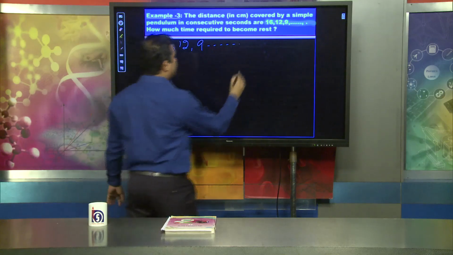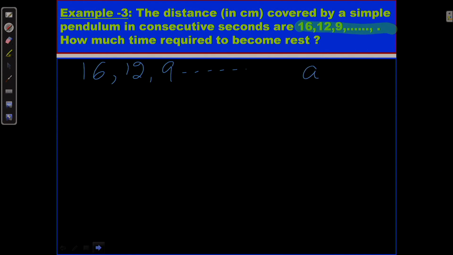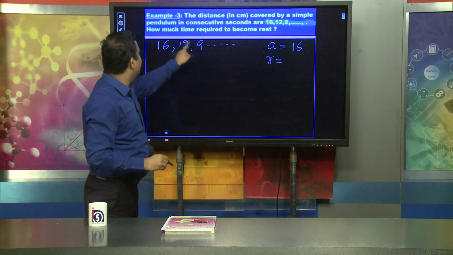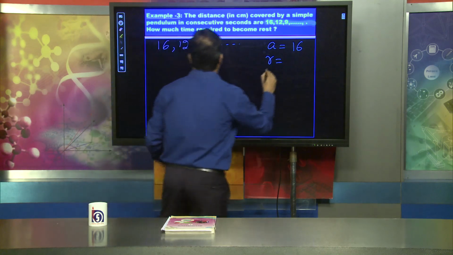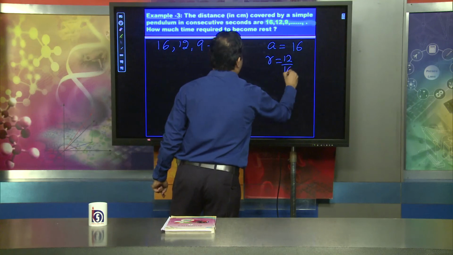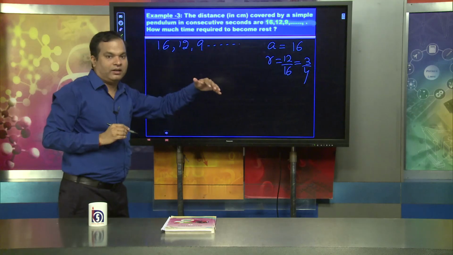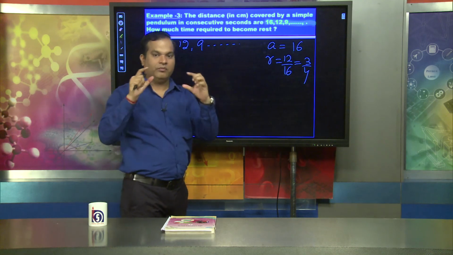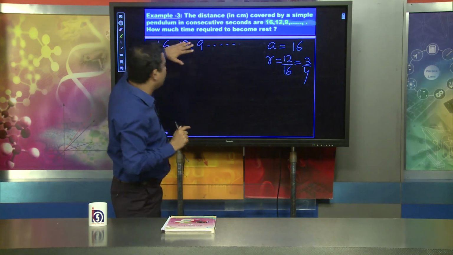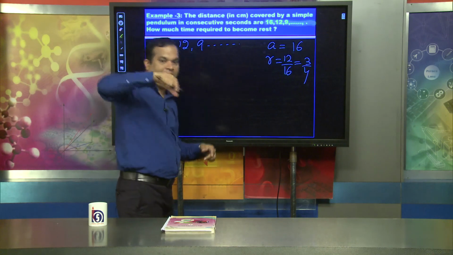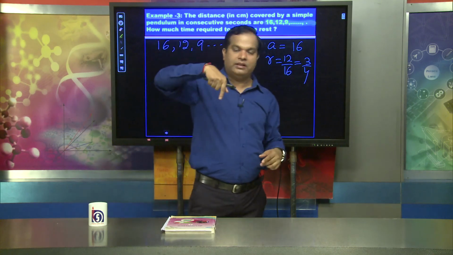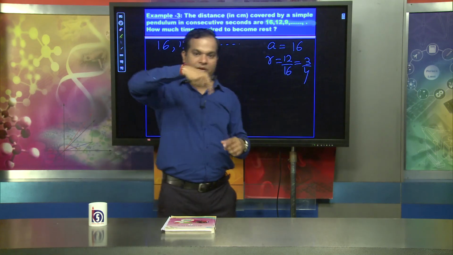Here the value of A is 16 and the value of R is 12 by 16 or 9 by 12. Suppose we take 12 by 16, that is 3 by 4, so the value of R is 3 by 4. The question is asking how much time is required for the simple pendulum to come to rest. It is a geometric progression, and infinite times, in the form of a geometric progression, the pendulum will move.